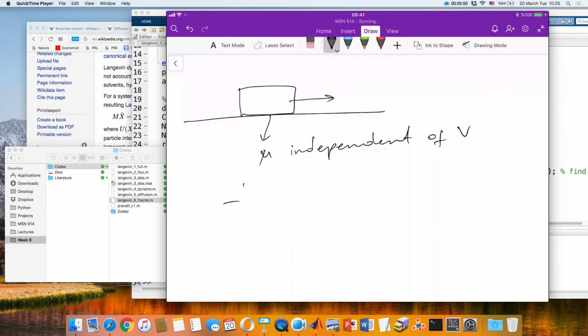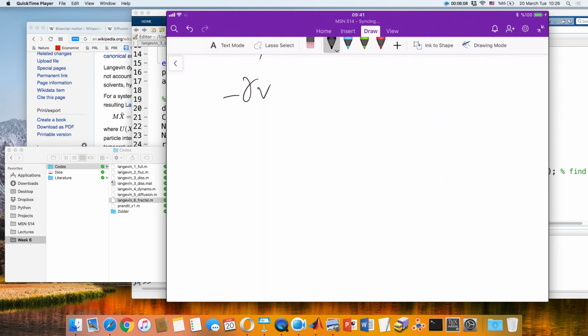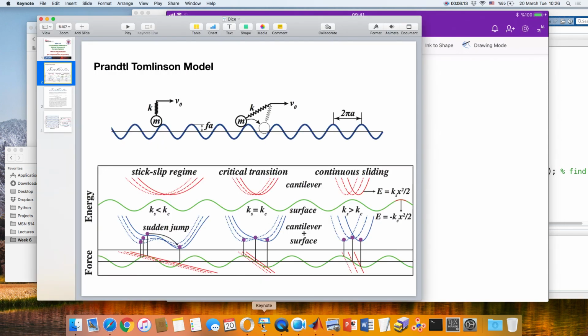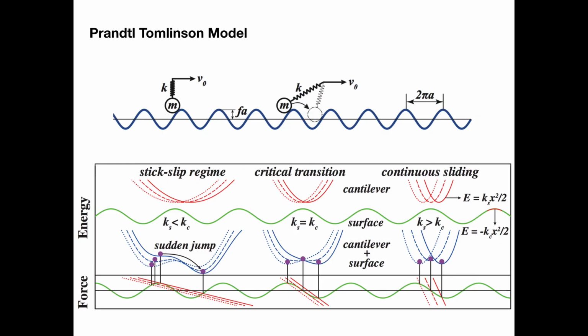However, if you approach it in the way we approached the microscopic friction, do you remember? It was minus gamma v. So it has to go with velocity linearly. But what is missing? So how come friction is independent of velocity? The explanation for this came from Frenkel and Tomlinson, who devised this model. This is actually from my thesis, so you can go and read. It's very well written.